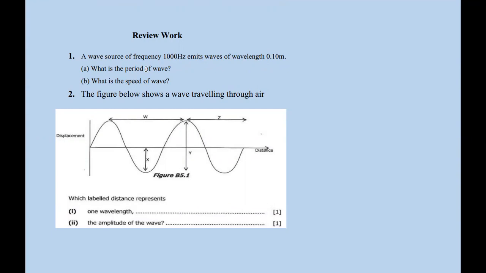Remember, the period is the time taken to produce one wave. Then B, what is the speed? Of course, you know the formula to use. And then question 2, a figure below shows a wave traveling through air. It could be an electromagnetic wave. Then which labeled distances represent one wavelength and one amplitude of the wave. The work is very easy.